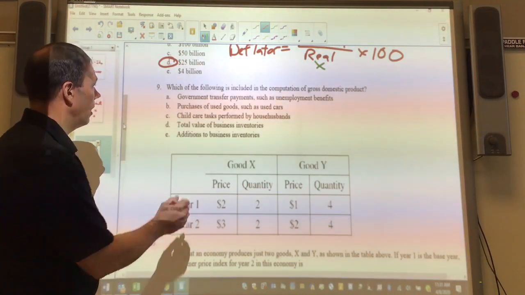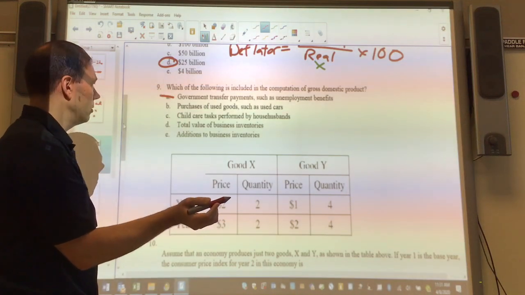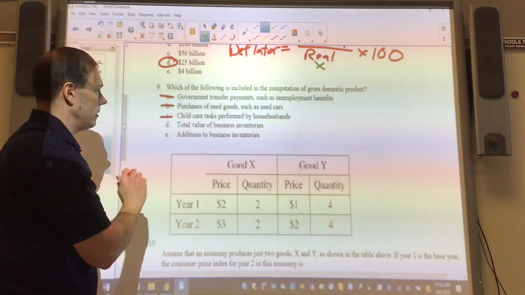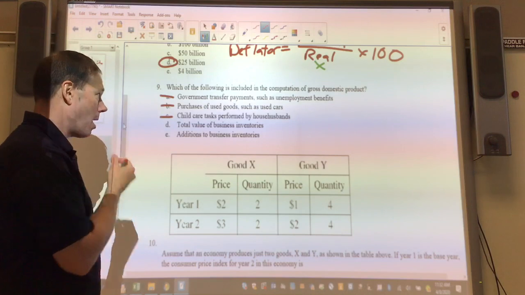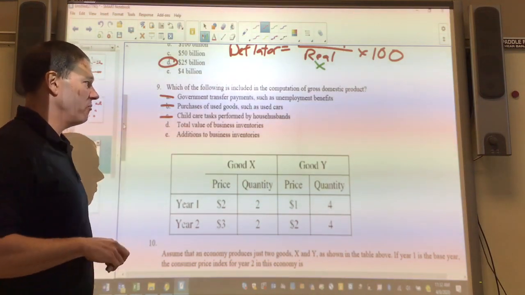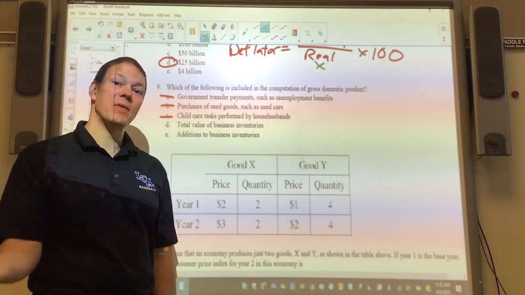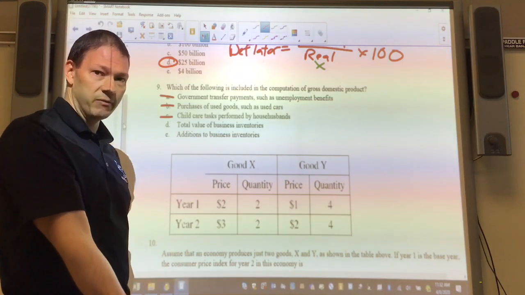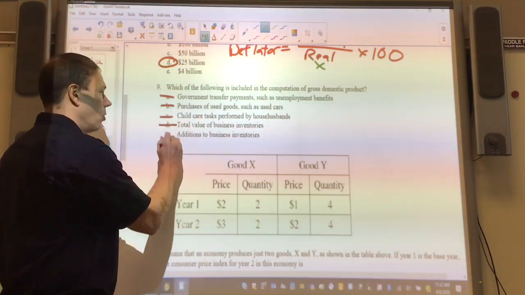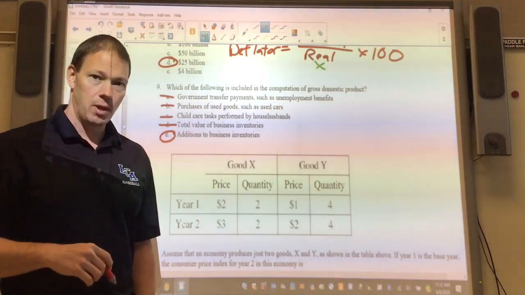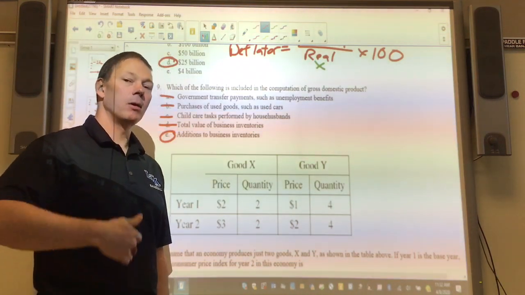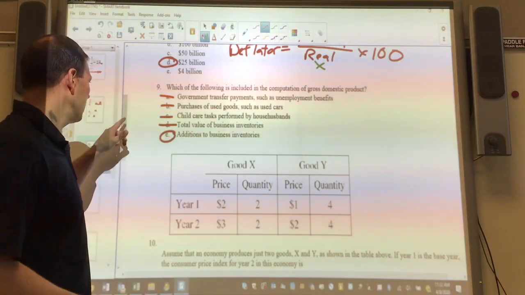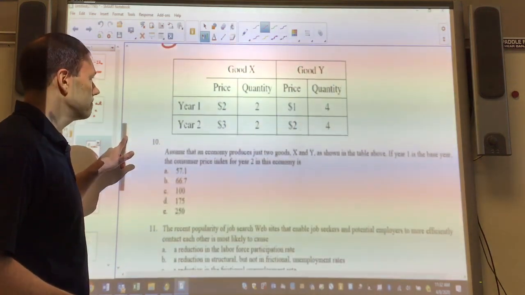All right, which of the following is included in the computation of GDP? Now we can quickly eliminate A, because transfer payments are not included. Used goods, not included. Self-work, not included. And so that gets us down to D and E. Now here's the problem. Remember, total value of business inventories can be misleading because you might have things left over from last year that you made last year but didn't sell and are now in your inventories this year. We don't want to include that. So it can't be the total value, but it would be additions to. If I make something this year that doesn't sell, that's going to get added to my business inventory, but I do want to include it, even though it doesn't sell, because we made it this year, and that's what we're trying to figure out.